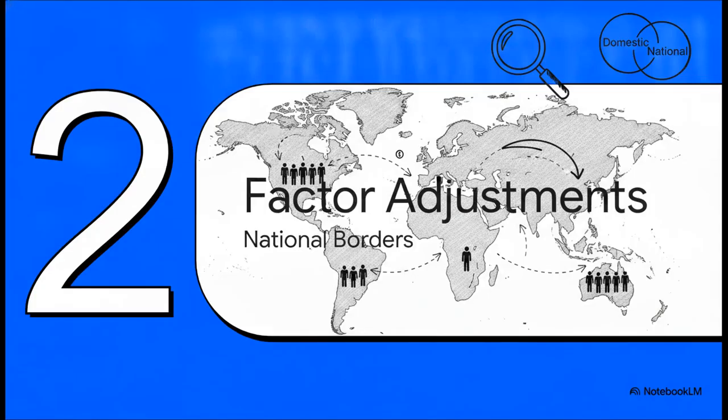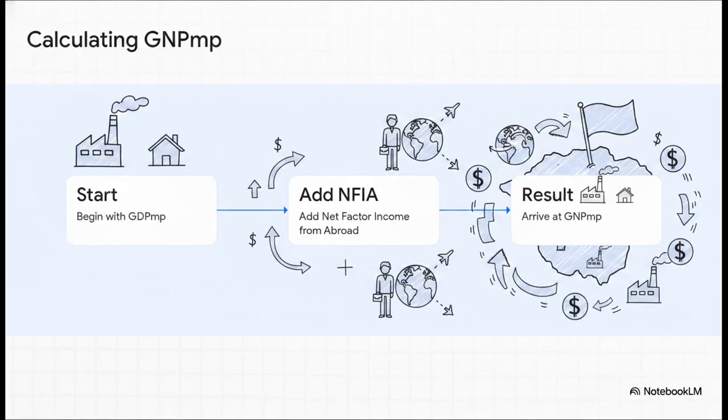Section 2, Adjusting for Factor Income. Expanding to national borders. So to move beyond mere geography and capture the true earnings of a nation's citizens, regardless of where in the world they happen to be operating, we have to apply our first precise mathematical adjustment. We start with our baseline GDP-MP and add a crucial variable, net factor income from abroad, or NFIA. This transitions us seamlessly to gross national product at market prices, or GNP-MP.